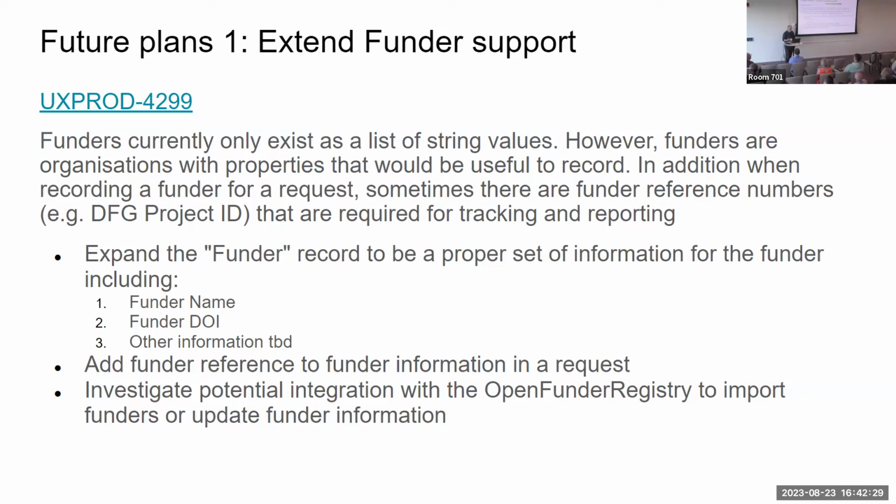So we'd like to expand. We have a feature defined in the FOLIO JIRA to expand the funder record, make it a proper set of information, including the funder name, a DOI, other information, funder reference information to record with the request, and look at, for example, integration with the Open Funder Registry, which is a source of data about funders. So we could use that as a source of the organization data about funders and what policies they have and what identifiers they have and all of this stuff.